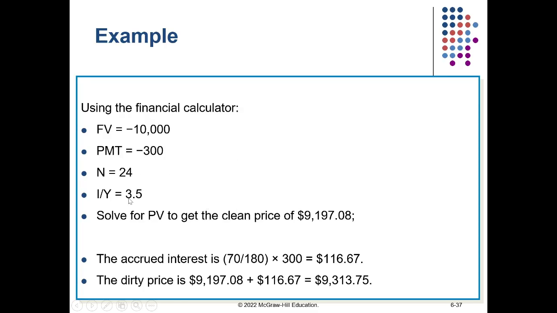You see, first calculate the price. I/Y is 7 divided by 2 equals 3.5. N is 12 times 2 equals 24. PMT is $300, and future value is $10,000.